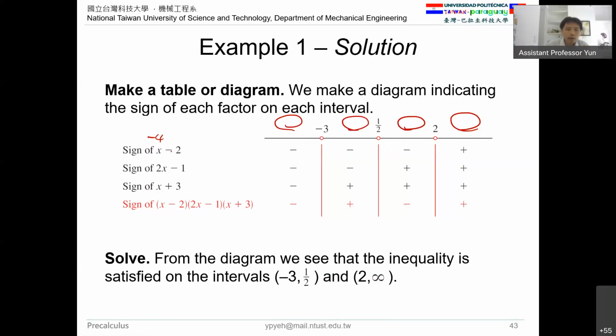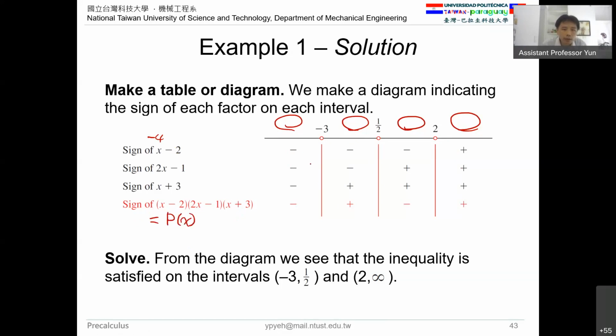And for the other zeros, you can also do the same estimations and see what the result of the function is in between these 4 regions. The last row just shows you the function, which is (x - 2) times (2x - 1) times (x + 3), which is the function p of x, right? The p of x, right?